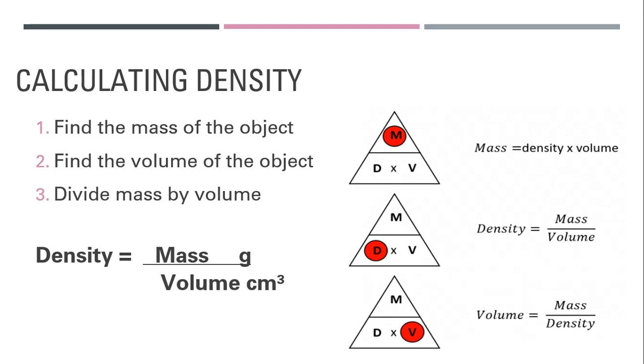So for example, if the mass is given in grams, right, and the volume is given in centimeter cube, the unit is going to be grams per centimeter cube, right? Or if the mass is given in kilograms and the volume is given in meter cube, the density in this case is going to be in kilograms per meter cube. So it depends on the units given in the example.